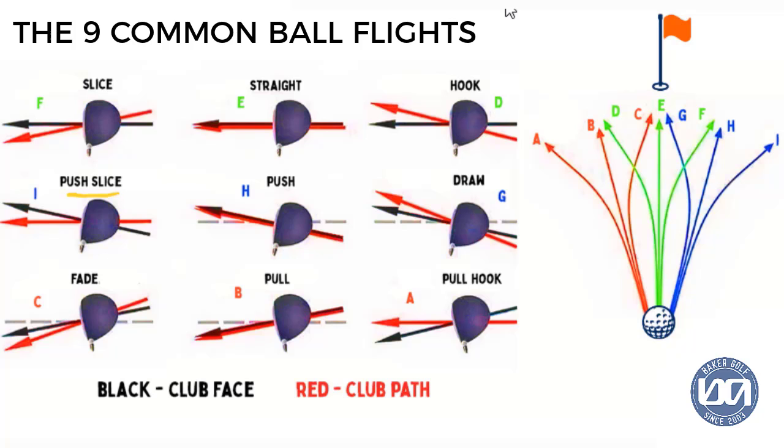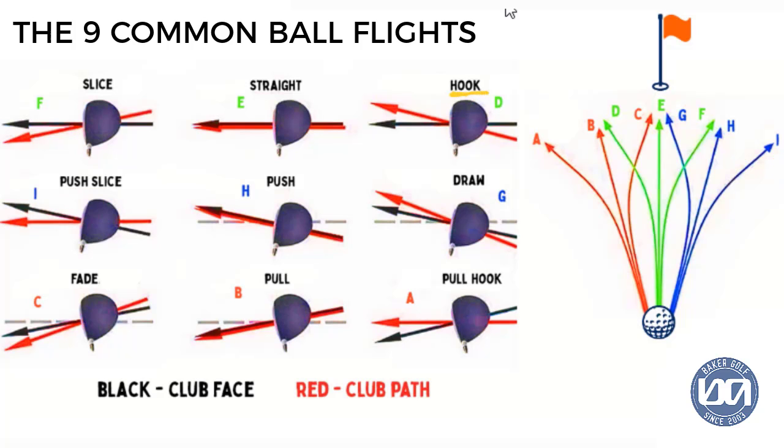Now I, which is the push slice, is a shot that starts right of the target and then it drifts even further to the right of the target. Now the reason, should I say the cause of this, is a club face that is aiming to the right of the target. Even though the club path is traveling online towards the target, the club face is open to that target line, which gives us the left to right spin, causing the push slice.